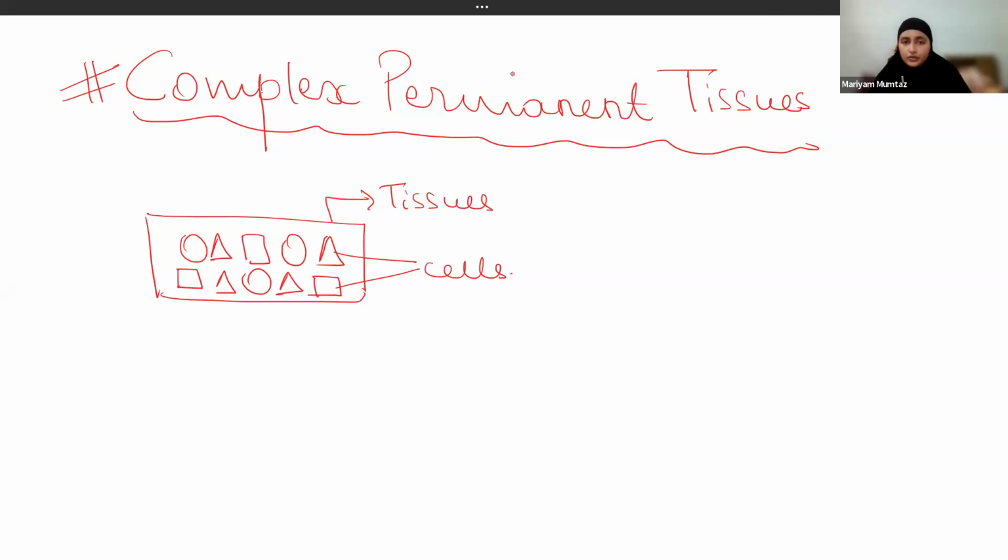Throughout the plant body, the center of... you taught me that vascular bundle and... Yeah, vascular bundles and all, those are the examples. But I am asking you, what is the meaning of complex permanent tissue? Why are they named complex? That is my question.